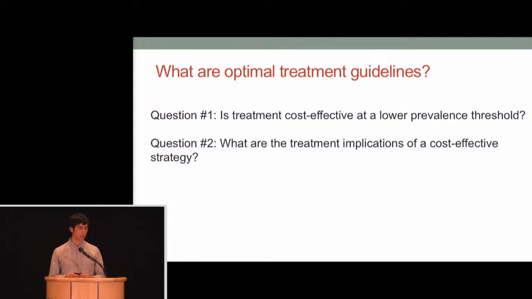So looking at some of the questions about these prevalence thresholds that I mentioned earlier and reevaluating them under this framework. First, we wanted to know, can treatment be applied cost effectively at lower prevalence thresholds? So rather than waiting until 50% prevalence in children before treating once a year, what is the optimal threshold for treatment? And also, what are the implications on the global drug supply?